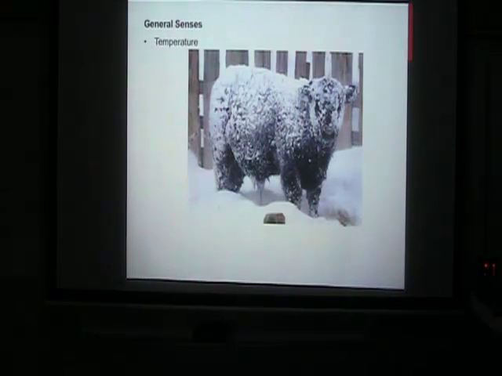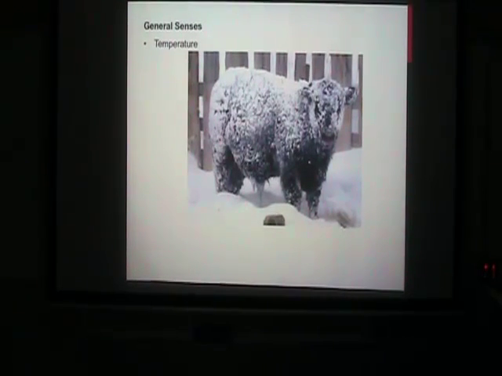Another general sense is temperature. So here we have a calf covered with a layer of snow. And with temperature, we have the superficial temperature receptors, which are located in the skin, and then the central temperature receptors, which are located in the hypothalamus, which, if you remember from the last lecture, is in the brain. The central temperature receptors keep track of the core temperature of the body by monitoring the temperature of the blood. So I'm sure the core temperature is probably lower than normal, so the heart's probably having to beat faster to keep the temperature level up for this individual calf.